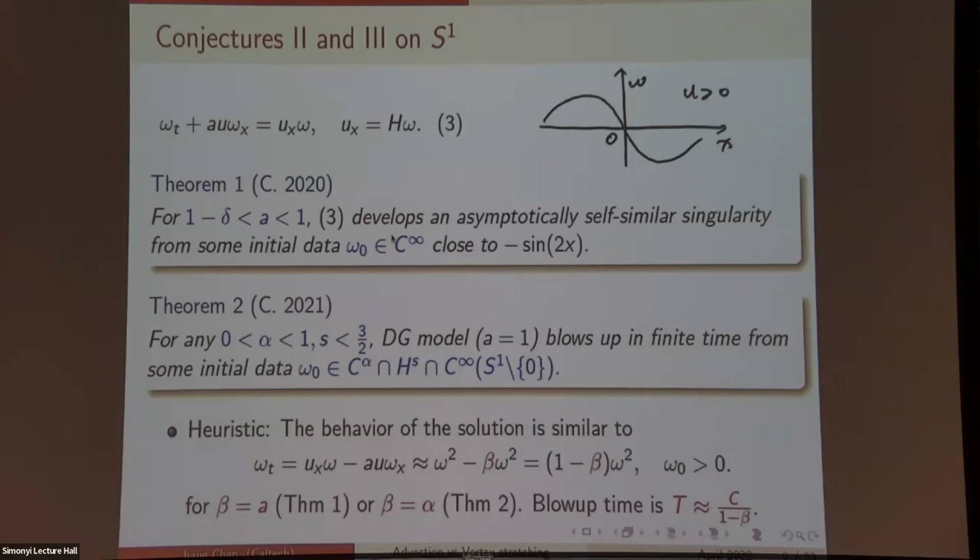And the blowup time in these two results is T given by C over 1 minus beta. As beta goes to 1, the blowup time goes to infinity. So we see that the vortex stretching tries very hard to get a blowup. And we also see that the advection has some effect that tries to prevent the blowup.